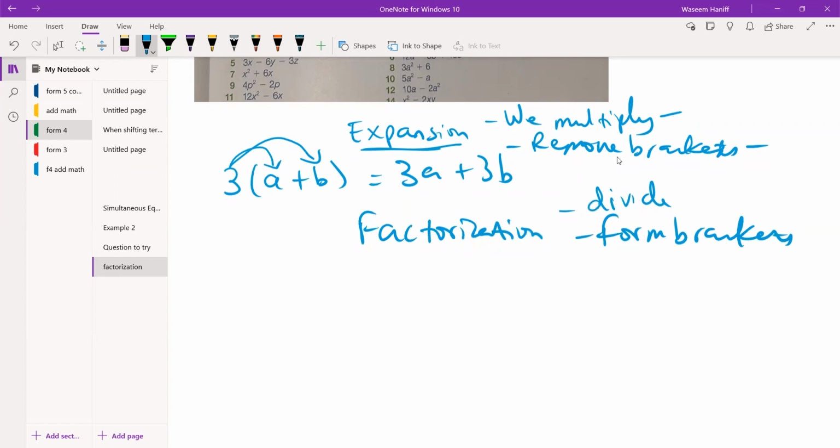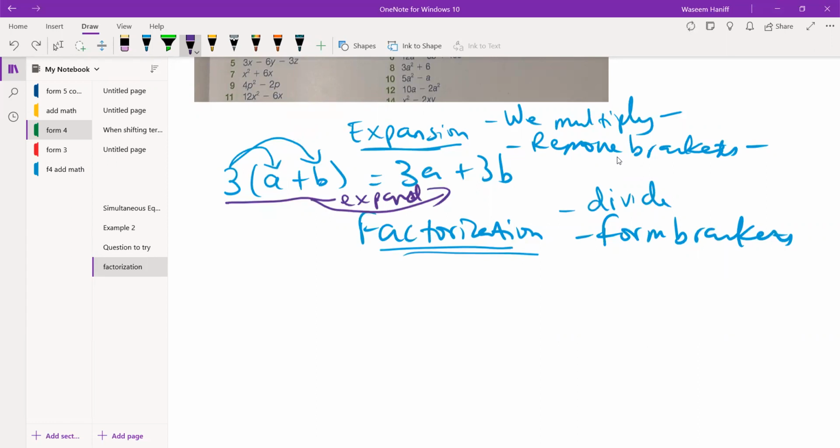Good. So this is just a brief introduction as to what factorization is. Factorization is the opposite of expansion. So from this first piece here to the second piece here, we expand. If you were to go backwards now, from this here to this piece here, we're going to factorize.